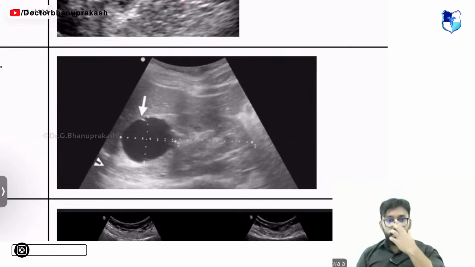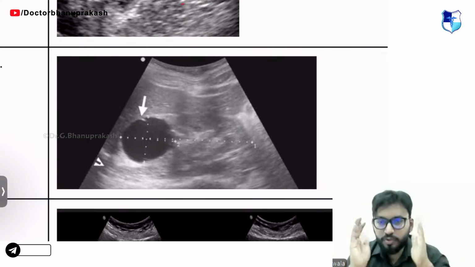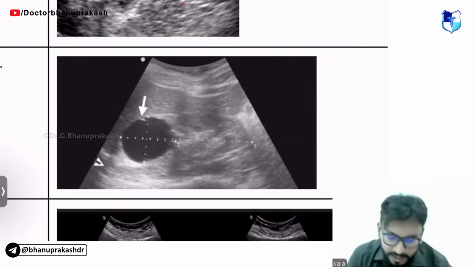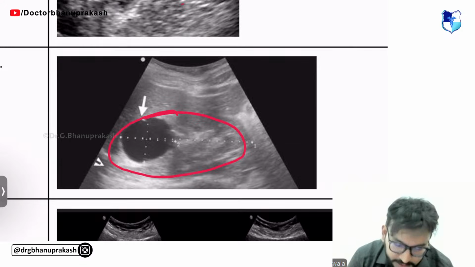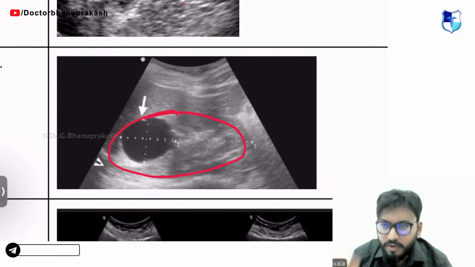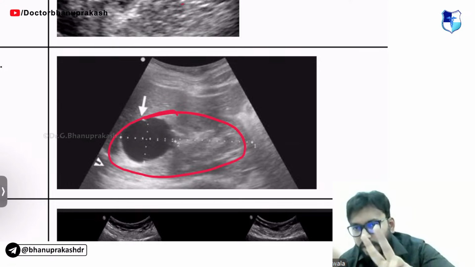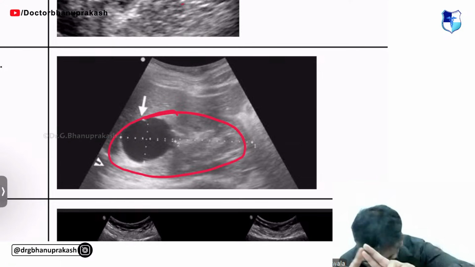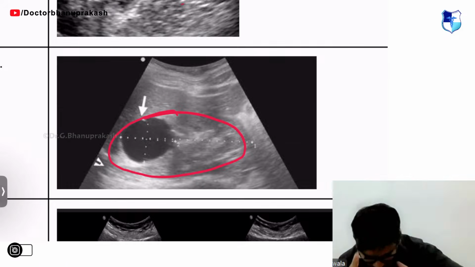What is this, guys? Come on. Any idea? Just use the basics that I've given you. I'll give you a hint. This is a kidney. What do you see in a kidney? Tell me one thing. Is it fluid or is it solid? Come on. Is it fluid or is it solid?